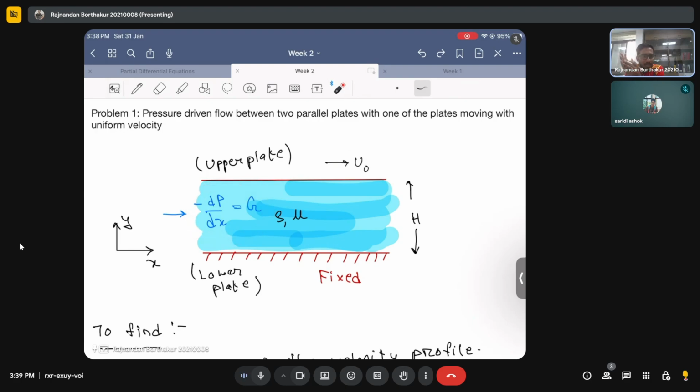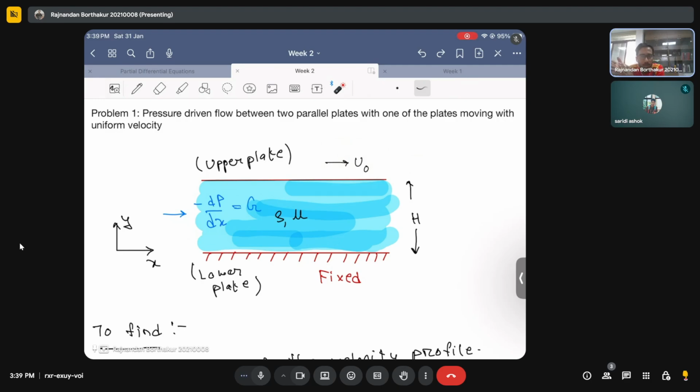Now in this problem, I superimposed these two problems and said: calculate the velocity field for a fluid actuated by a constant pressure gradient, which is given to you, and where the upper plate, which confines the fluid together with the lower plate, also moves in the right hand direction along the x-axis with some given velocity u naught.